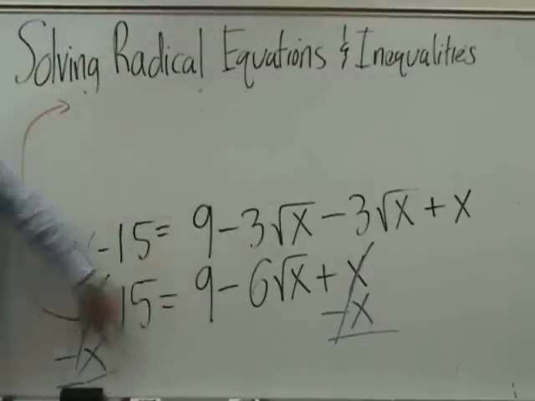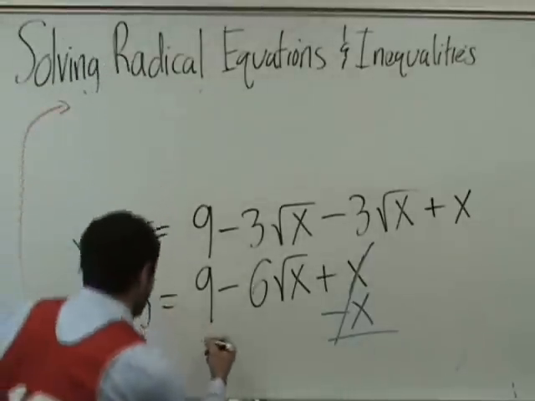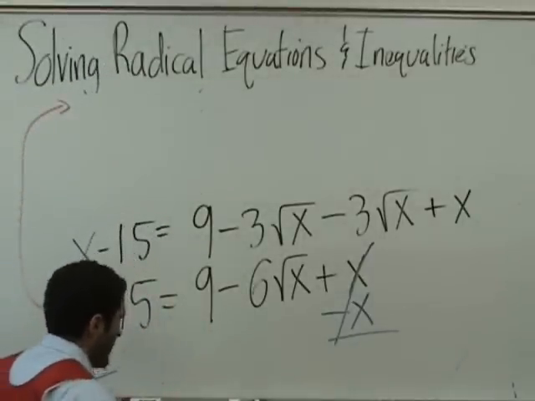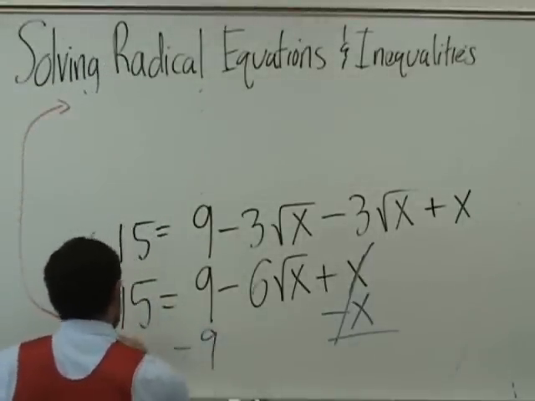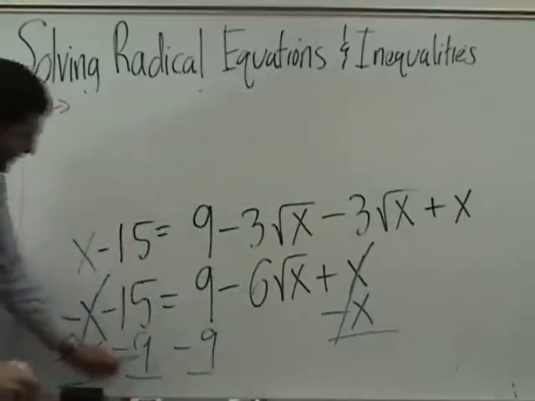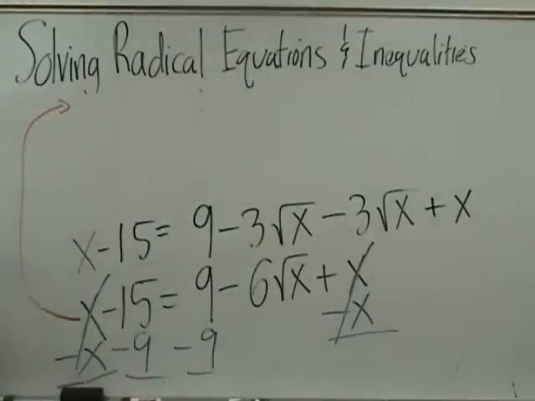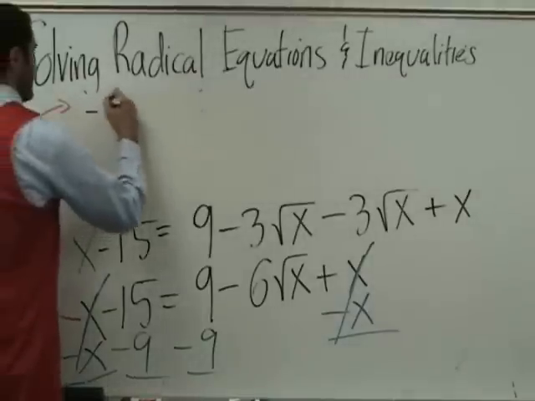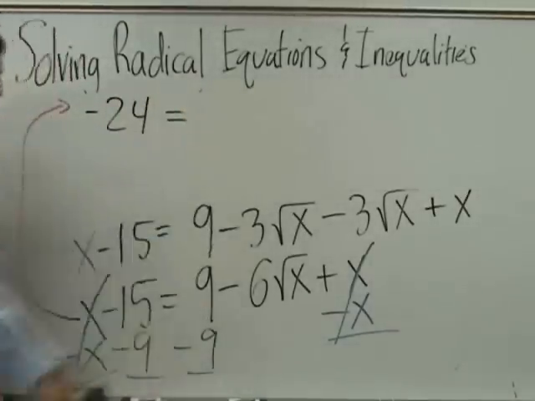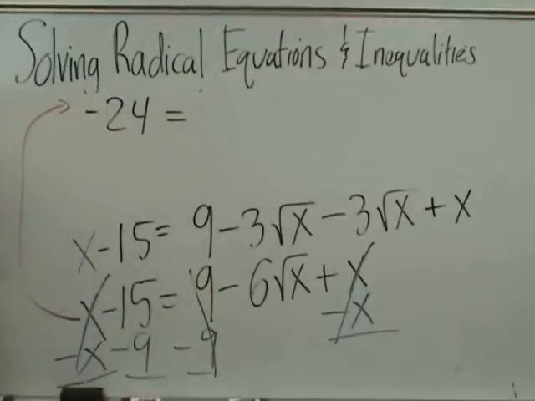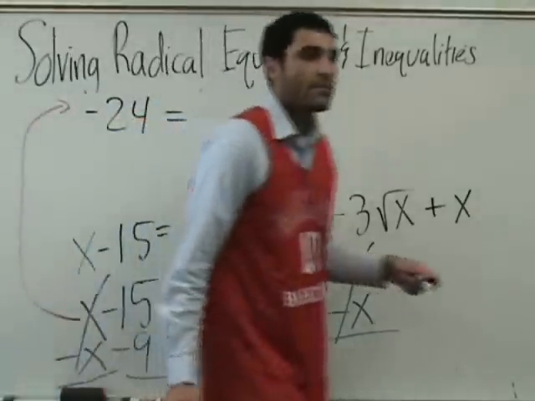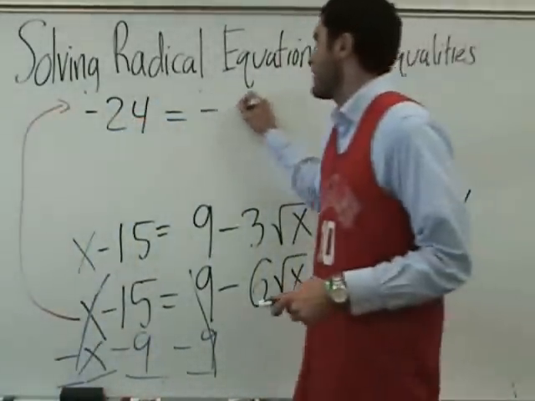Okay, what are we left with? You want to do something with the 9 and 15 now? Yeah, can you subtract 9? Let's subtract 9, sure. Okay, here comes subtracting 9. What are we left with here? Negative 24. Equals negative 6 root x. So this is gone. Negative 6 root x.